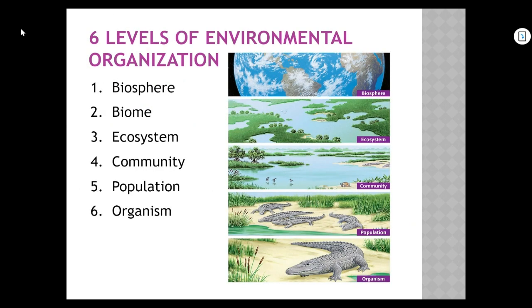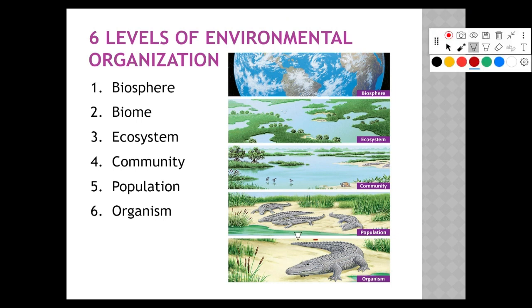All right, so let's talk about the six levels of environmental organization. Basically, this is just saying that this is how the biosphere, which is all living things on the planet, is organized. Right, so at the smallest level right here, you have this crocodile, right? An organism is just one thing, right? So there's just one crocodile right there, and that's an organism. You are an organism. You're just one living thing.